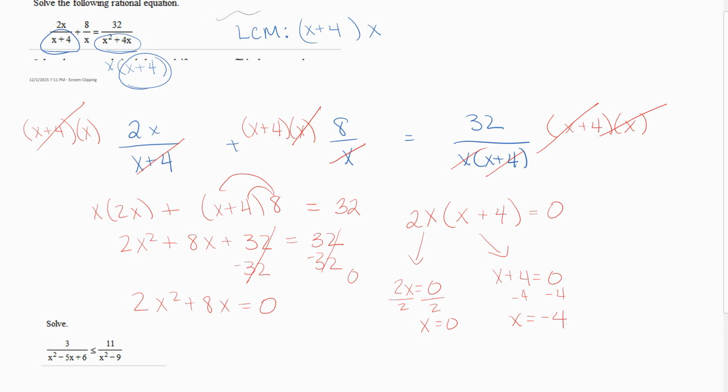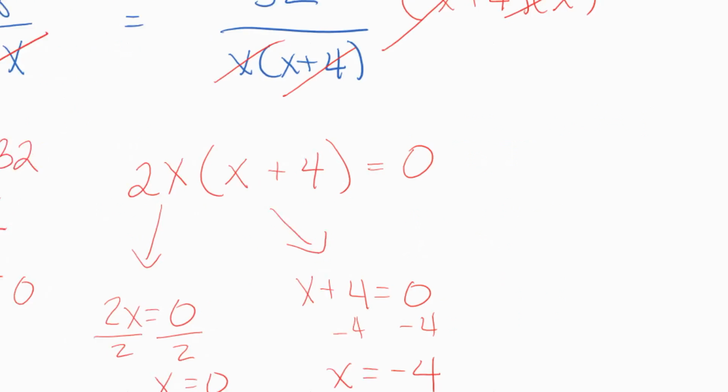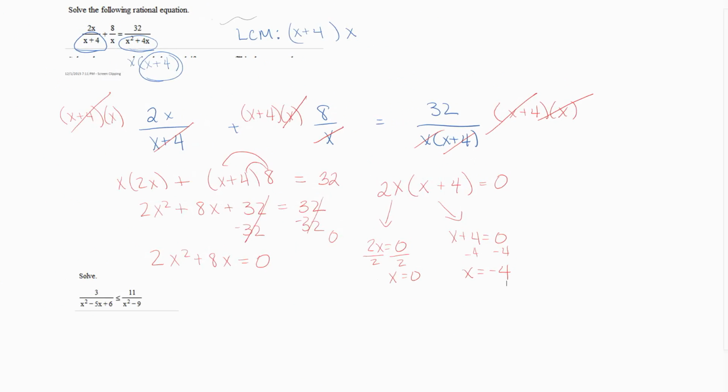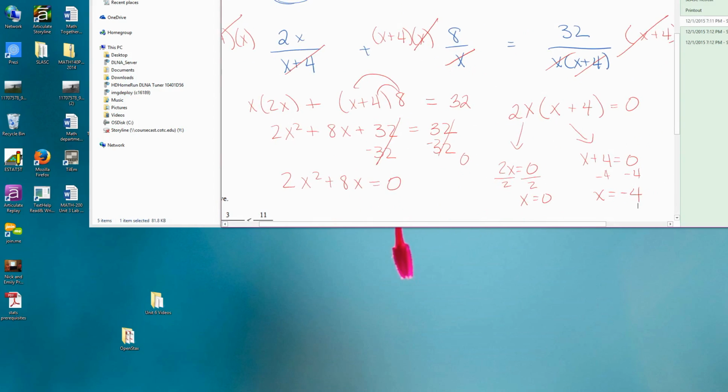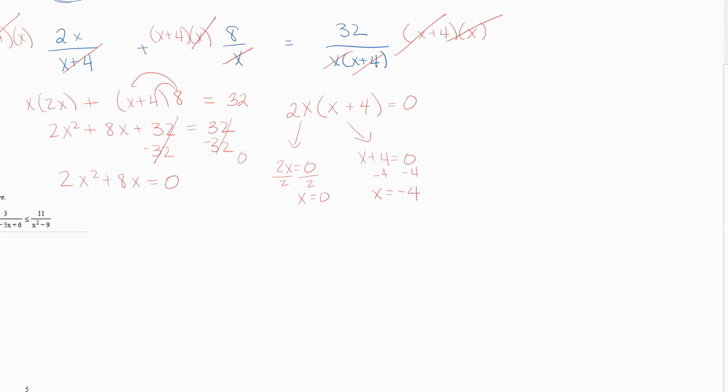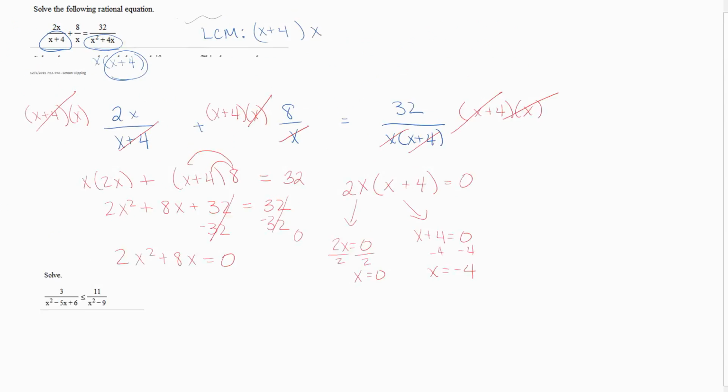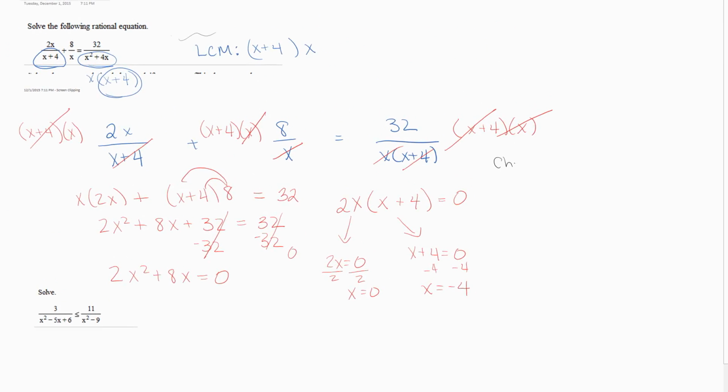Now, we need to check to make sure that those work in our original equation. Let's say we want to check 0. We'd have 2 times 0 over 0 plus 4, we're plugging it in everywhere there's an x, plus 8 over 0 equals 32 over 0 squared plus 4 times 0.